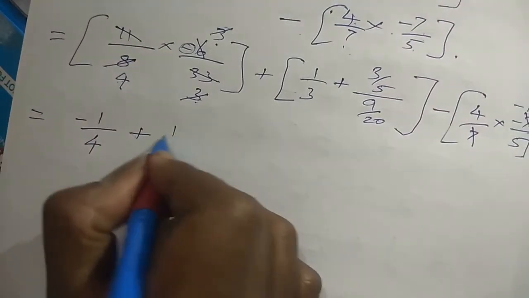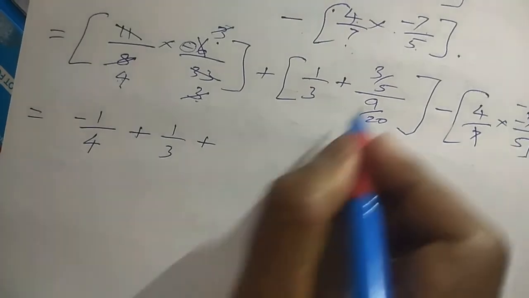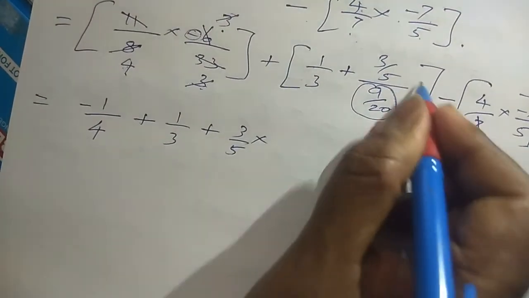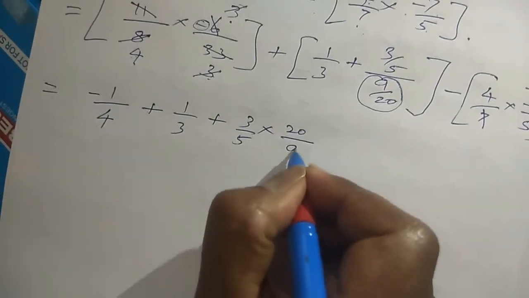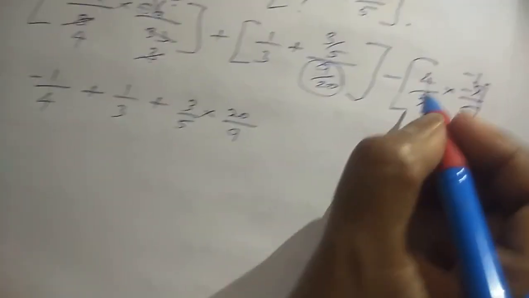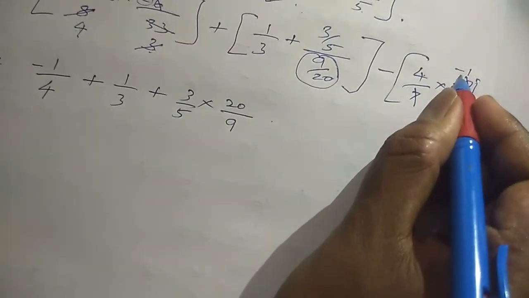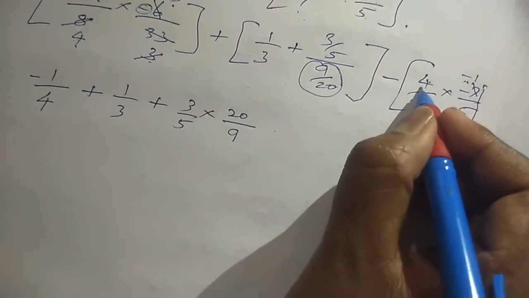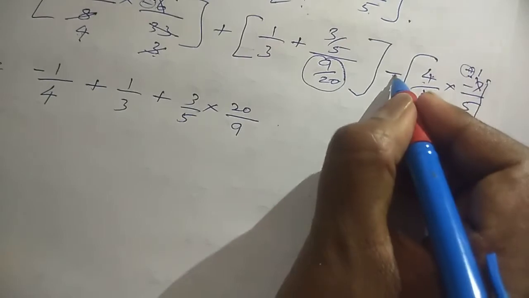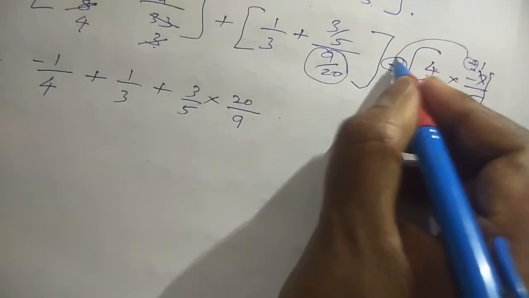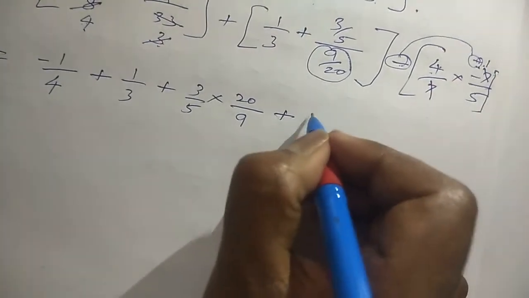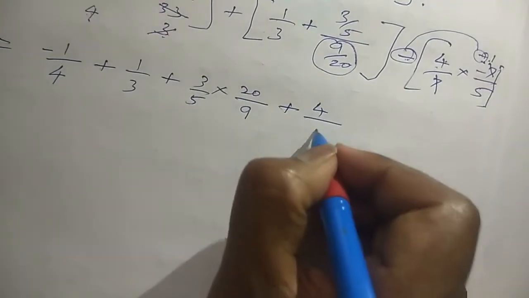Yes, now we go for the second bracket. It is 1 by 3 plus, we can write this as 3 by 5 into, I take the reciprocal, so it is 20 by 9. Correct. Next we go for the next one: 4 into minus 1 is minus 4. We take this outside, so minus into minus will be positive, so plus 4 into 1 is 4 by 5.